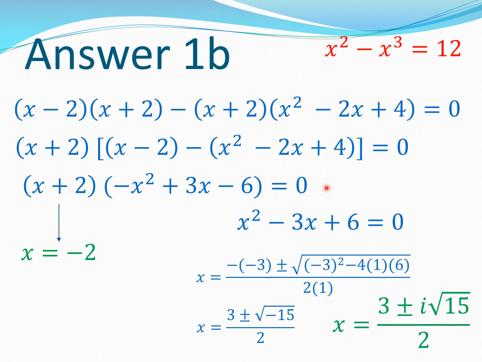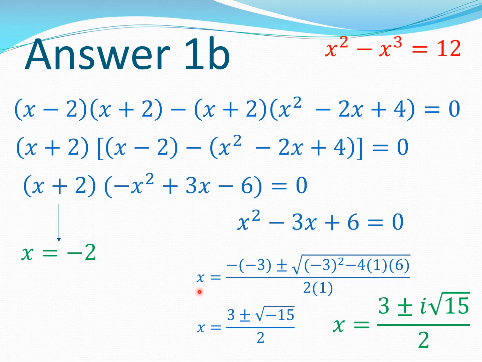Now looking at this, I immediately know that one of the solutions is x is minus 2, because x plus 2 is going to be 0. So that's one of the roots, which I have given in green. And the second root is going to come from solving this quadratic equation. So I can easily solve this.